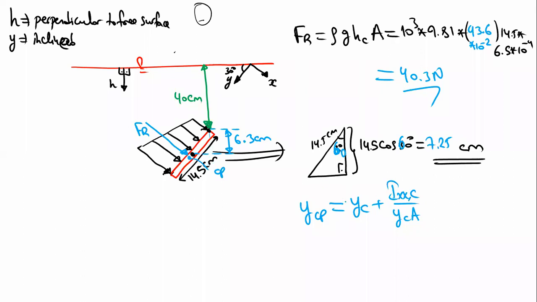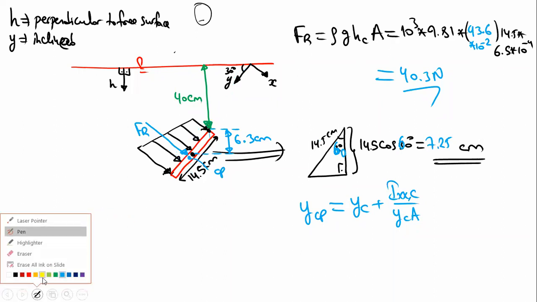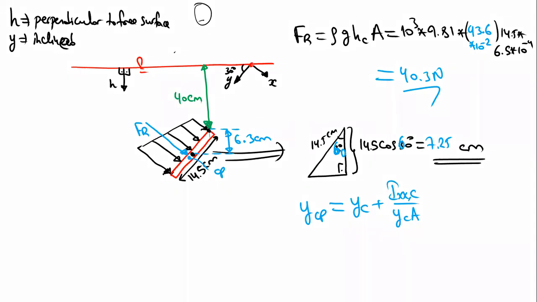Now I will find the YC distance, IXXC. This one is the same, and for the YC distance, all that matters is the YC coordinate here. And the YC coordinate, let me draw this part with a different color so we will see that. If this is the free surface, and then from that free surface to the centroid of the body, you will have this. This one is YC, okay?